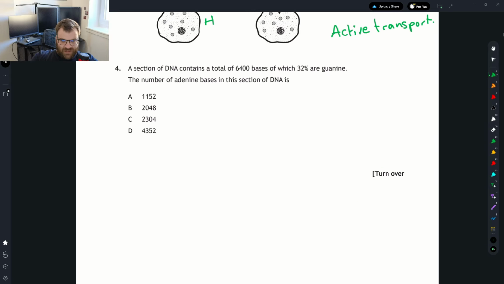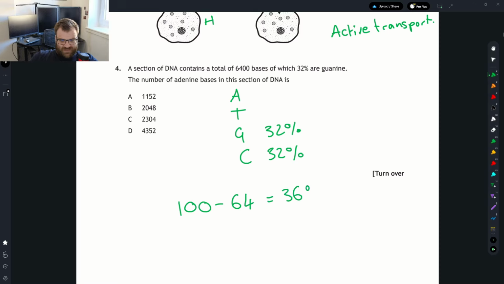Next one, we are looking at a section of DNA. DNA has A, T, G, and C, adenine, thymine, guanine, and cytosine. We're told that 32% is guanine. G and C are complementary bases, which means we must have the same percentage for the cytosine as well. Our total is going to need to be 100%. So if we take away the 64, which is those two added together, that leaves us with 36%.